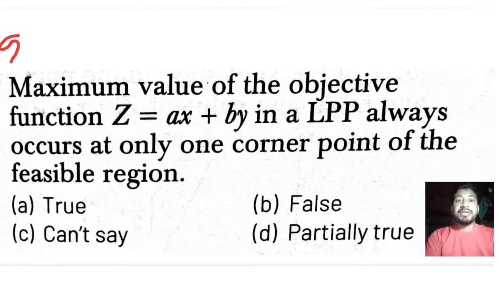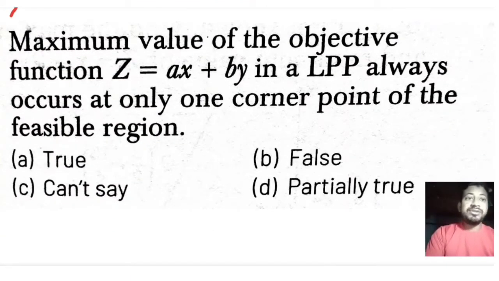Now goes to question number 9. It's also a theoretical question. The maximum value of the objective function z = ax + by in an LPP always occurs at only corner points of the feasible region.